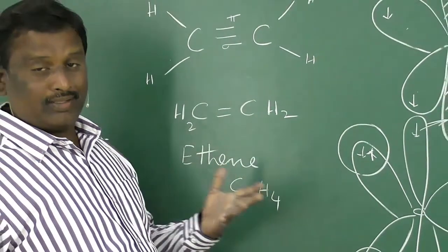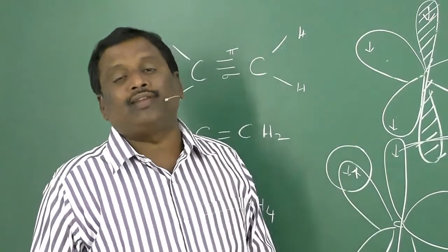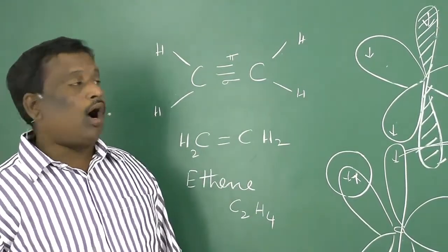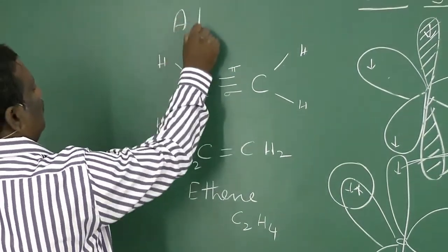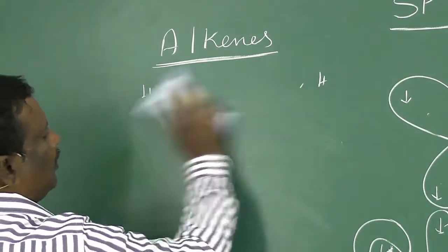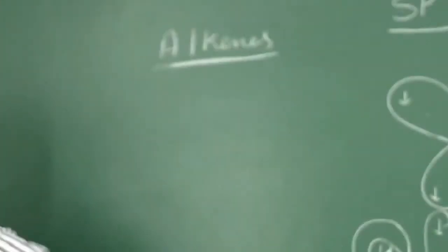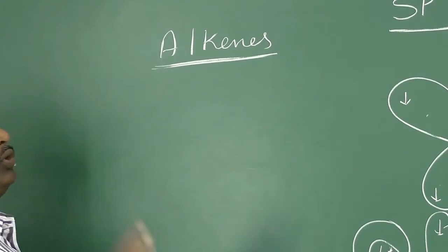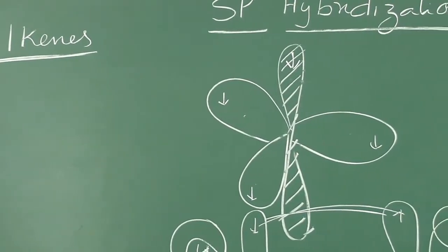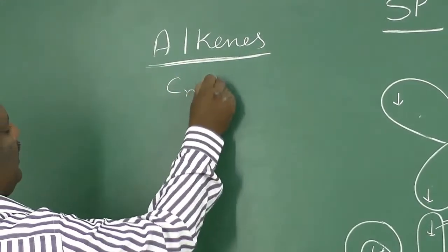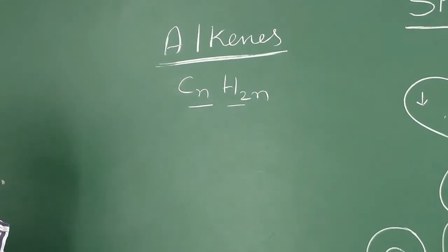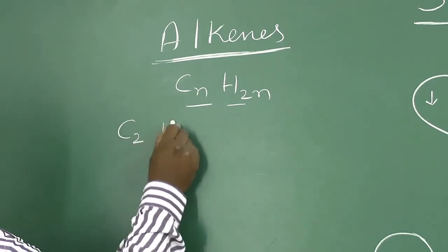So, the hydrocarbons in which a minimum of two carbon atoms are in Sp2 hybridization, and all the rest of the carbons may be Sp3, are said to be alkenes. This is the second category of hydrocarbon, alkenes. So alkenes contain two carbon atoms with Sp2 hybridization. And their general formula is CnH2n. That means the number of hydrogens is double the number of carbon atoms. The first compound of this category is C2H4.